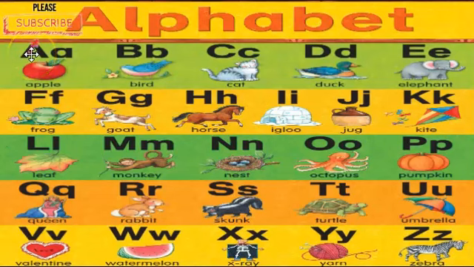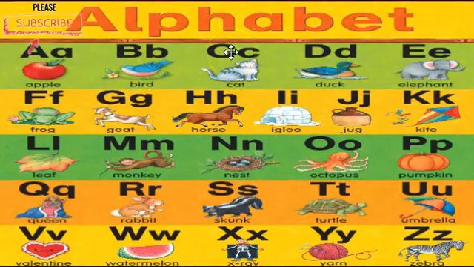A. A is for apple. B. B is for bird. The word bird begins with the letter B.